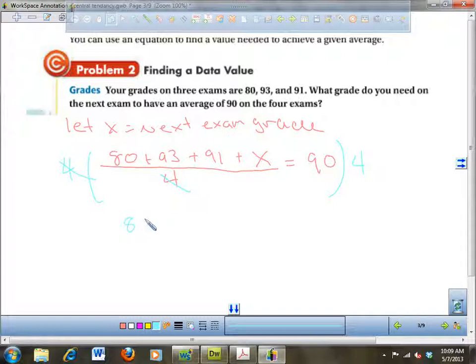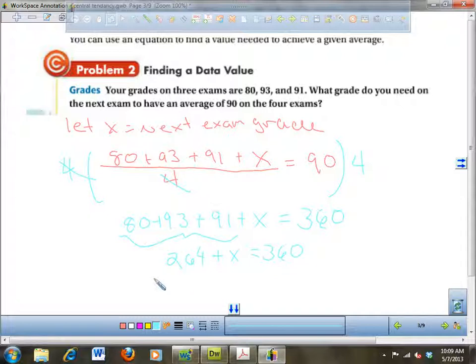So I get 80 plus 93 plus 91 plus x equals 360. Really simple problem, but people have trouble with this. Now I put all this stuff together. When I add those 3 together, that gives me 173 plus 91, 264, I believe. 264 plus x equals 360.